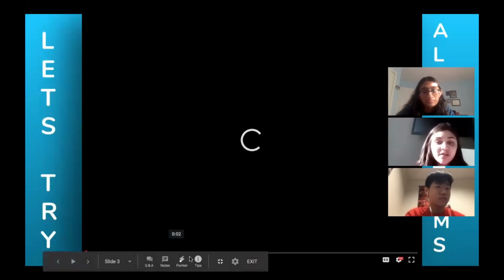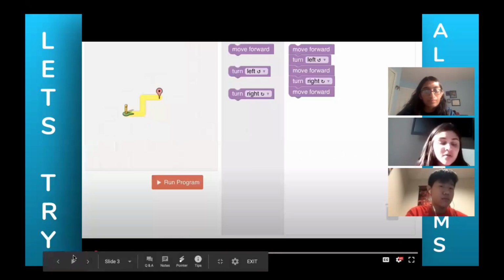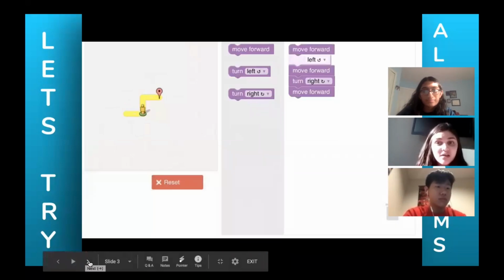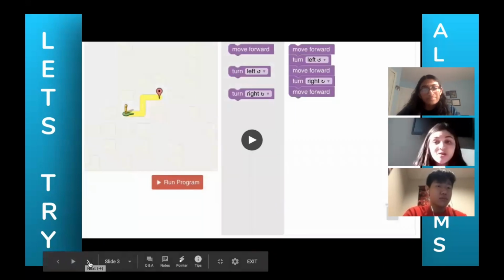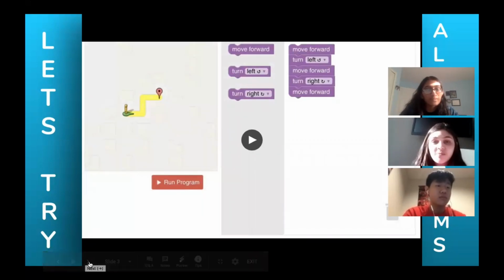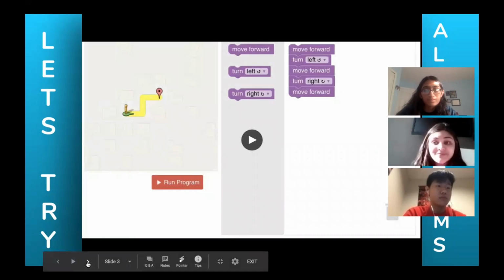So let's try it with an example. In the video, we have to get the person to the red dot. So let's try it real quick. If you had anything like the purple, then you got the hang of algorithms. And just remember, it's all about being as descriptive as possible.